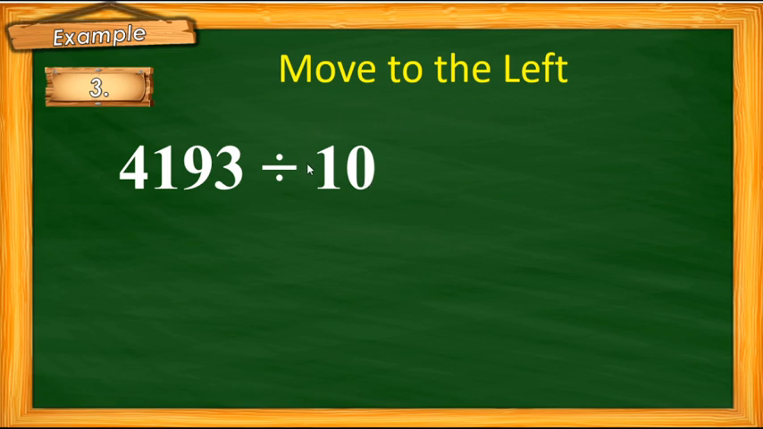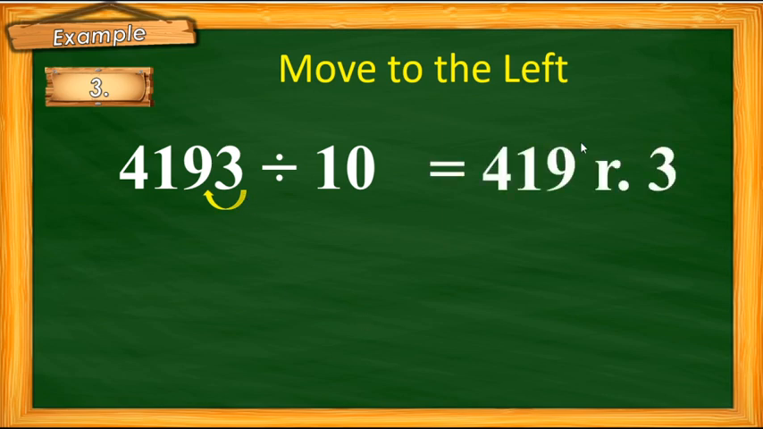The first step is to count the number of 0 in the divisor. We have 1. So we're going to move 1 place to the left. So our final answer would be 419 remainder 3. That's very easy. Another one.